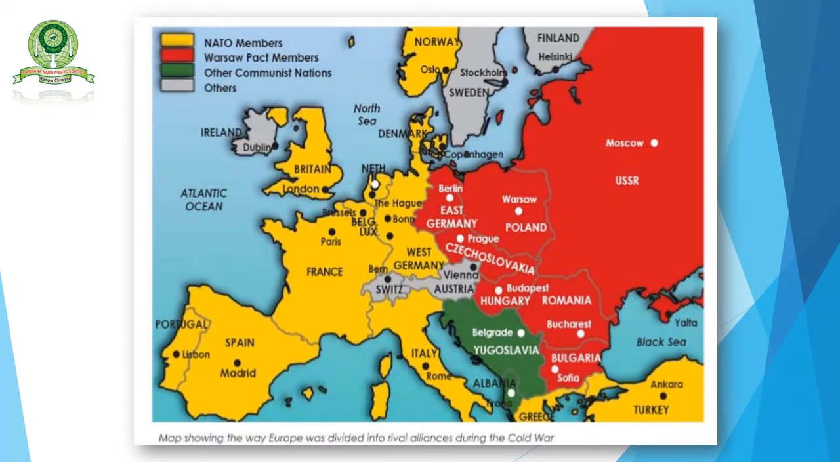First of all, you will see the map that is showing different aspects of the Cold War. Here, yellow indicates the NATO members. Red shows Warsaw Pact members. Green indicates other communist nations, and gray is others.